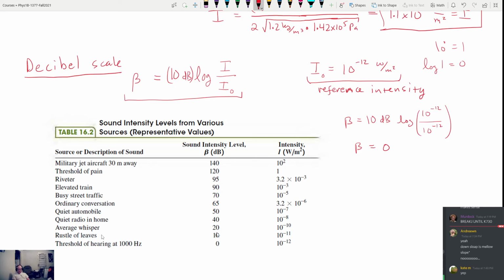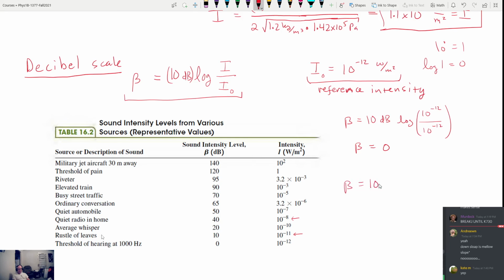As we go up the list here, when I have an intensity level of 10 to the negative 11 watts per meter squared, that gives me a decibel level of about 10. The average whisper is at 20, and that corresponds to an intensity level of 10 to the negative 10. Let's check this one right here, just so we can kind of understand what we're doing. A quiet radio being listened to in your home would be about 40 decibels, which corresponds to 10 to the negative 8 watts per meter squared. Let's see if that makes sense.